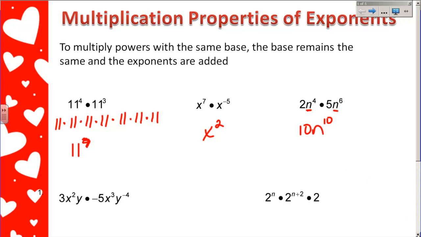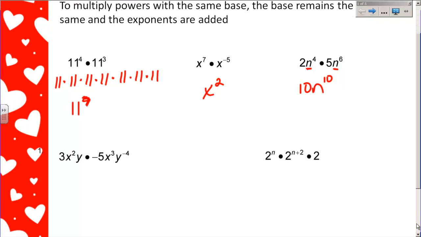Okay, next example. This is the same thing. It's longer, but my bases are still the same. I have an x and a y, and both problems have an x and a y. First, multiply coefficients. 3 times negative 5 is negative 15. Then for my x's, I'm going to add the exponents. 2 plus 3 is 5. And for my y's, I will add the exponents. Now this one, since you can't see it, is a 1, so I do 1 plus negative 4, which is negative 3.